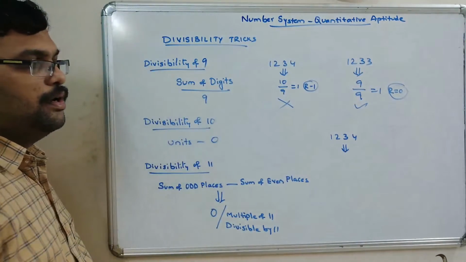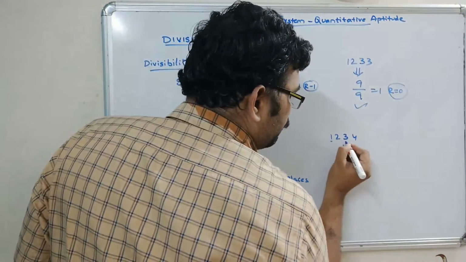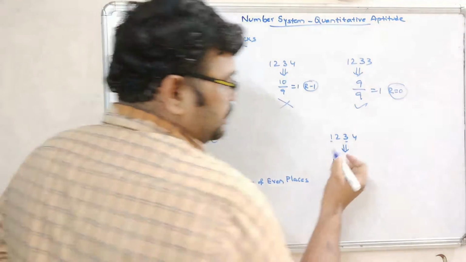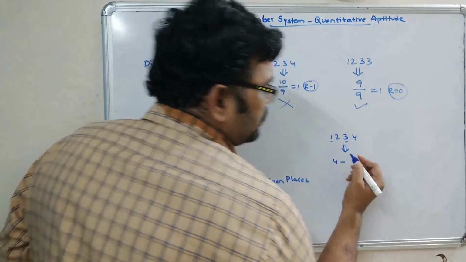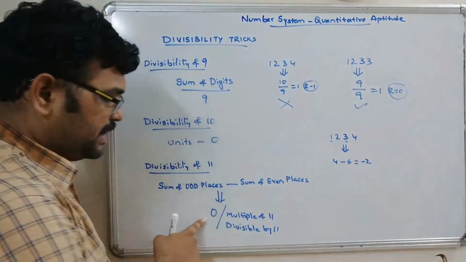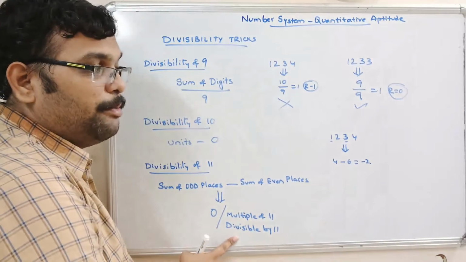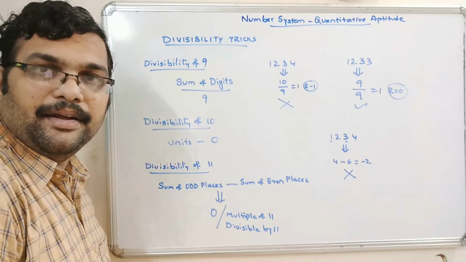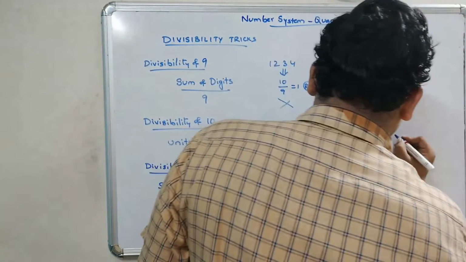See, 1, 2, 3, 4. So what are the odd places? 1 and 3. So 4 minus the sum of even places, 6, which is nothing but minus 2. So it doesn't satisfy 0. It's not divisible by 11. So this number is not valid. Okay. Next.